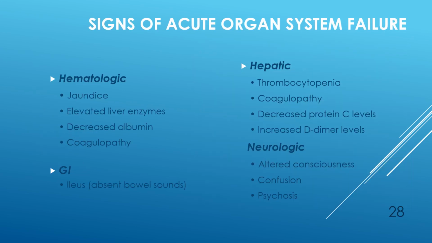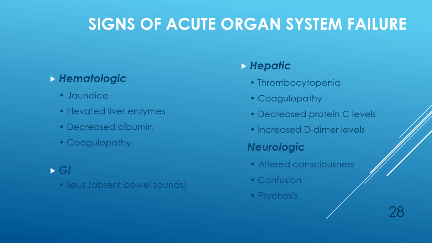When evaluating signs of acute organ system failure, you have to look at different systems. For example, you have to look at neurologic systems, GI system, hepatic system, and hematologic systems. Regarding the hematologic systems, increased D-dimer levels is an indication of clotting. A normal level is 0.5 and below, but anything above that would be something to be concerned about. You have some kind of clotting going on. It could be a PE, it could be some other type of clot.